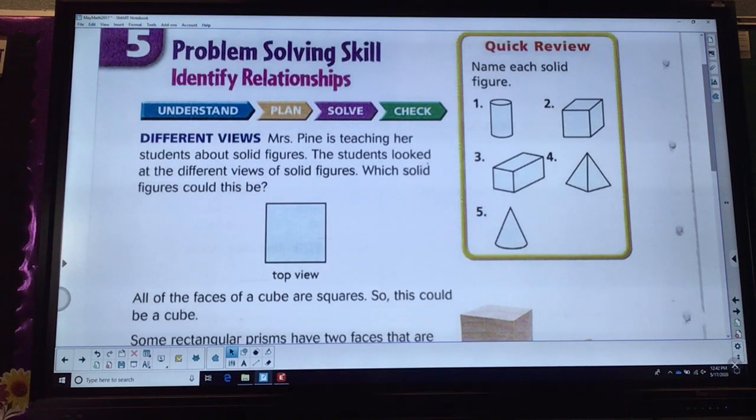This is lesson 21.5. It's called Problem Solving and Identify Relationships. It's on page 436 and 437 in your blue math book. Now, let's go ahead and take a look at this. It says, different views. Mrs. Pine is teaching her students about solid figures. The students looked at the different views of solid figures. Which solid figures could this be?